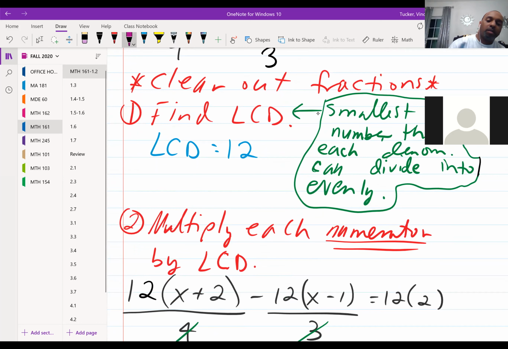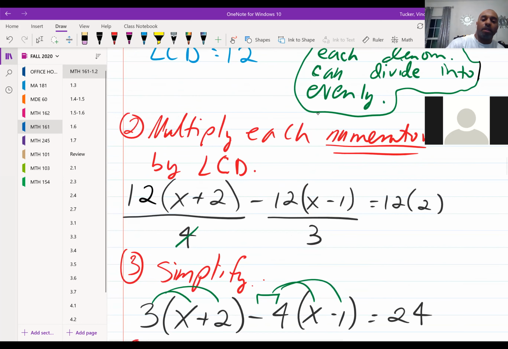So from there, we're going to multiply each numerator by the LCD. So notice we said each numerator we're going to multiply by the LCD. That's what we did here. 12 times x plus 2 over 4 minus 12 times x minus 1 over 3 equal to 12 times 2. And be careful here. A lot of times people will forget that last term, or forget the term that does not have a denominator already involved in it. Because whether it has a denominator or not, it still needs to be affected or touched by that 12, or you're changing the value of the equation. So every term needs to be affected by the 12.